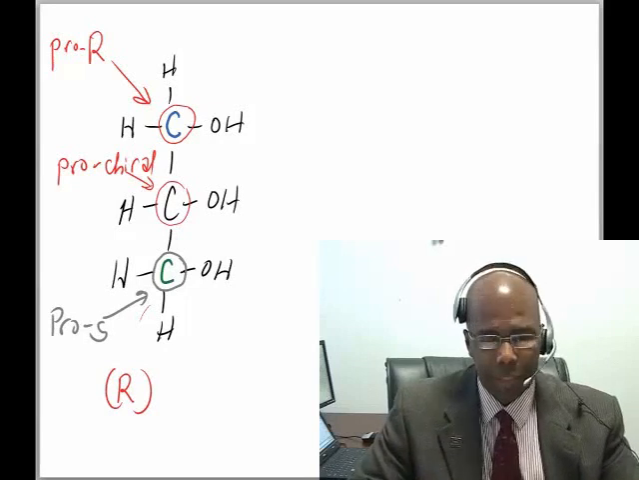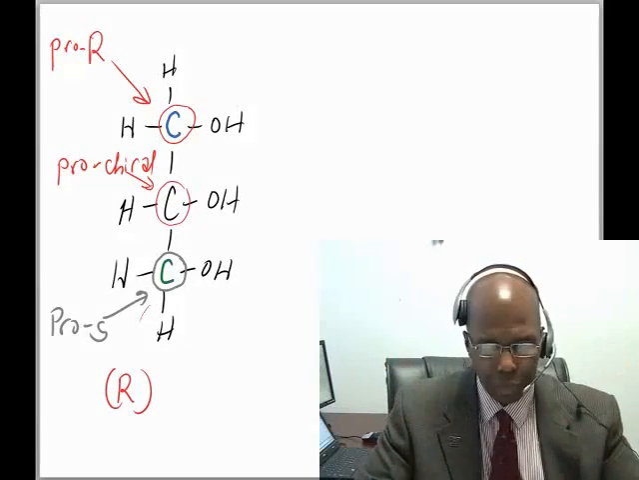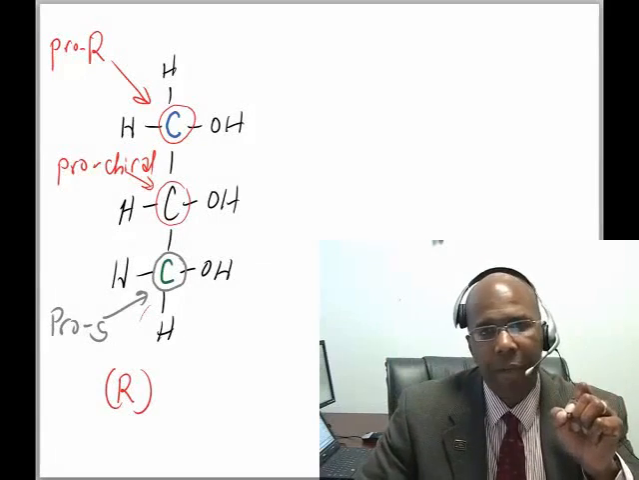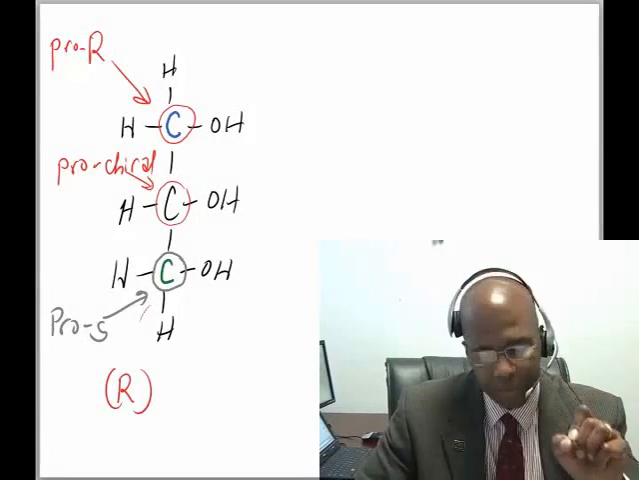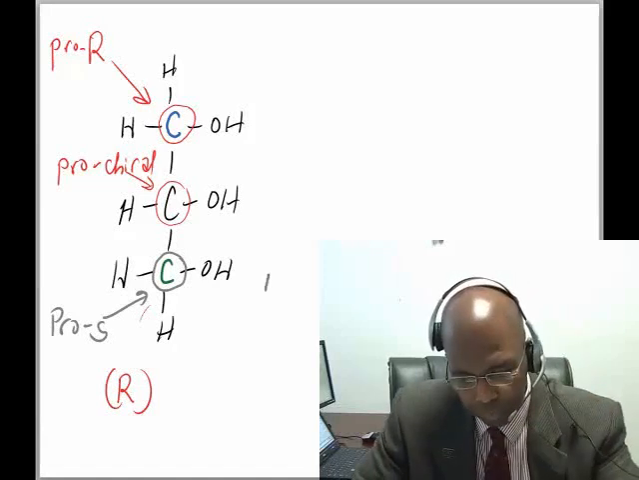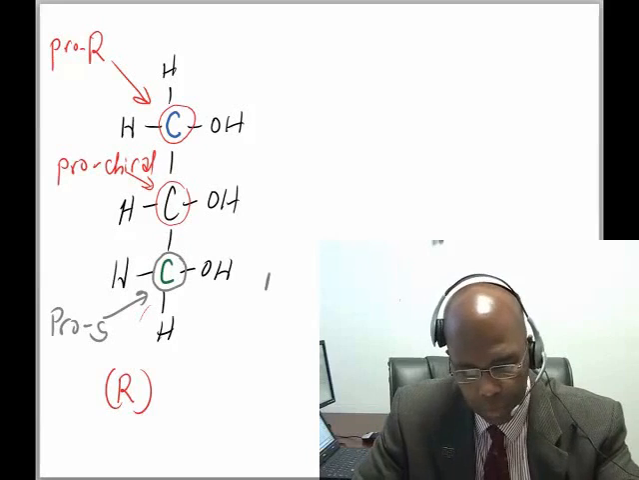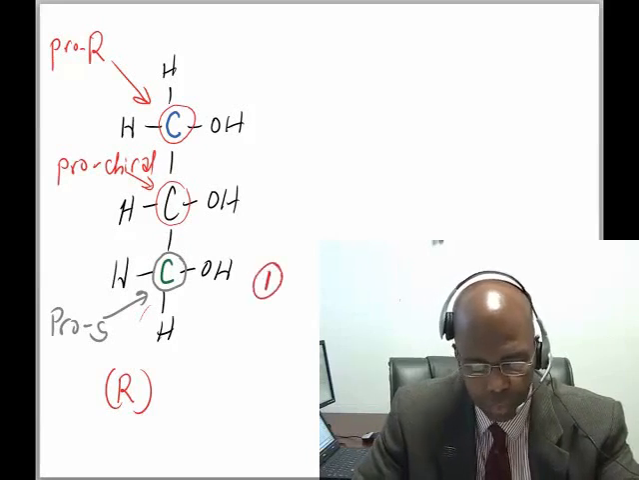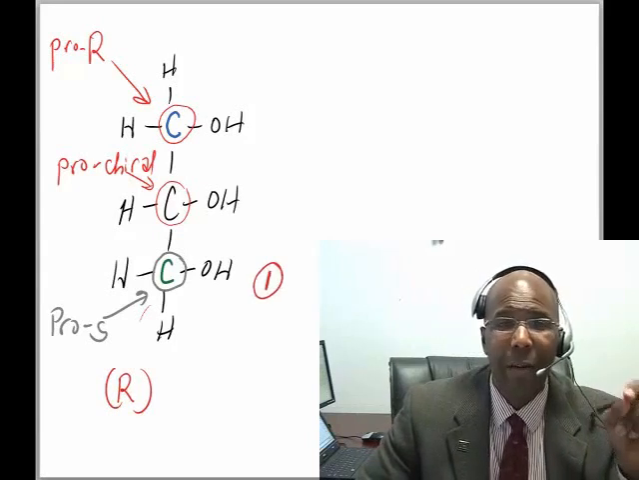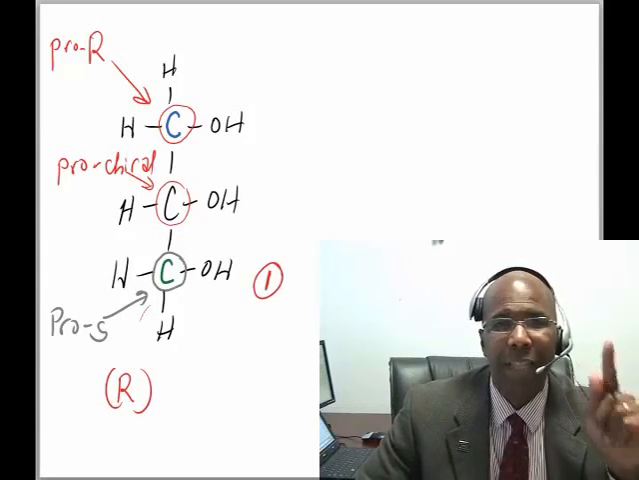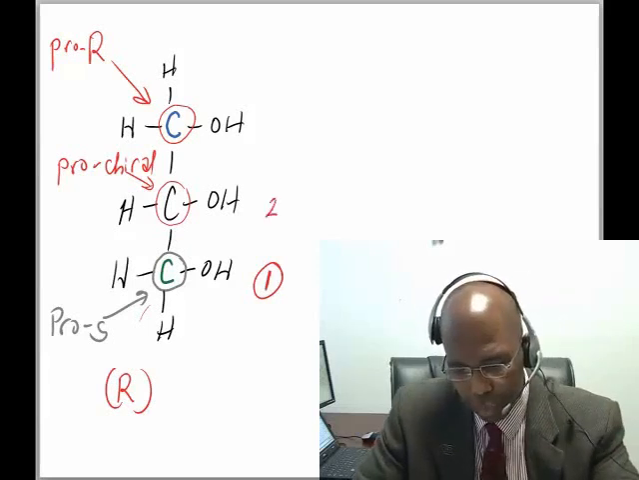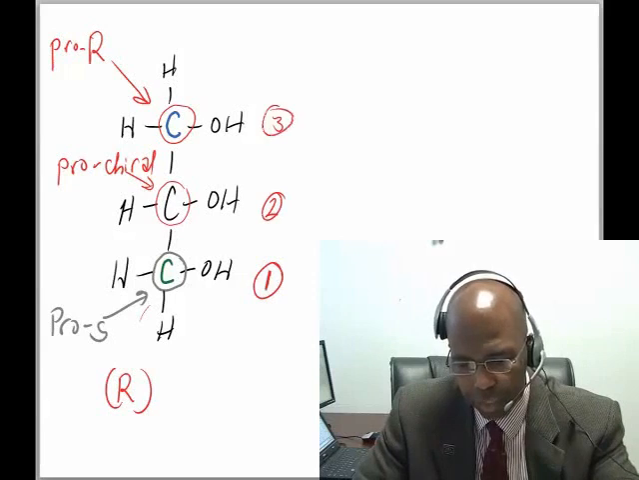Now, numbering. Before you even make any substitutions, the pro-S carbon is always the 1 carbon, so we give it the 1 position. This is the glycerol. This is the 1 position because 1 goes with pro-S. Whatever substitution makes that compound an S compound, that carbon is the 1 carbon. And so this would be the 2 carbon, and this would be the 3 carbon.